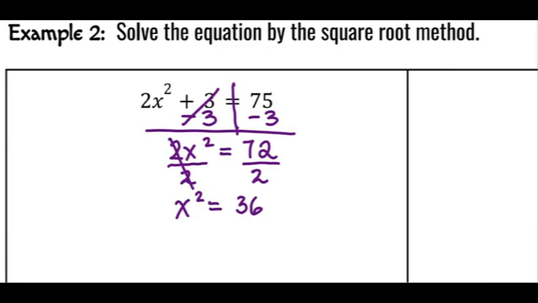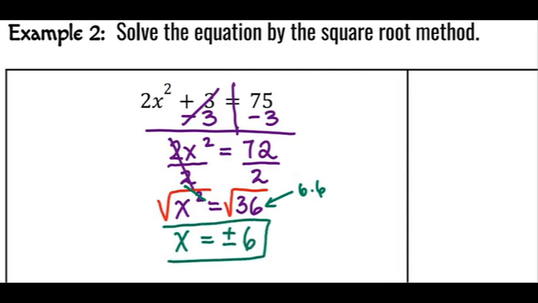Okay, so now the x squared is all by itself on the left side. My next step is to take the square root of both sides. The square root of a square, those basically cancel each other out. And I'm left with x equals the square root of 36. Well, 36 is a perfect square, right? That's 6 times 6. So this would come out to be plus or minus 6. And that would be my answer. Let's try the next one.